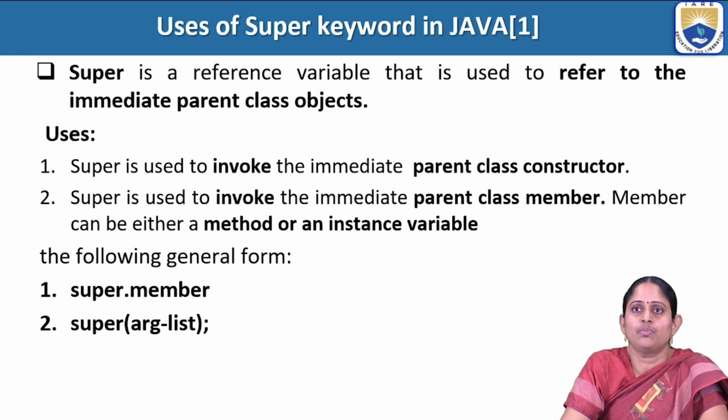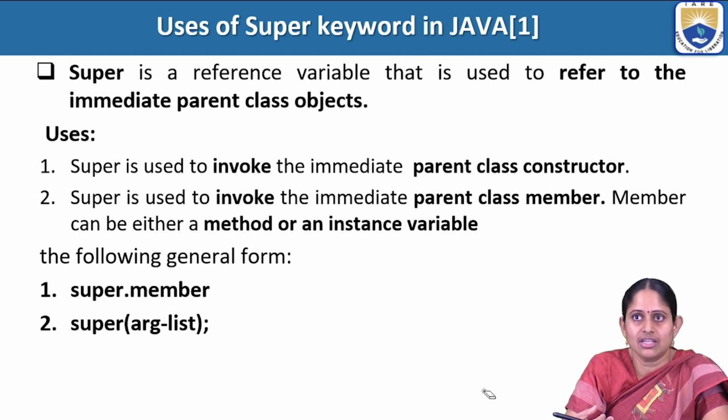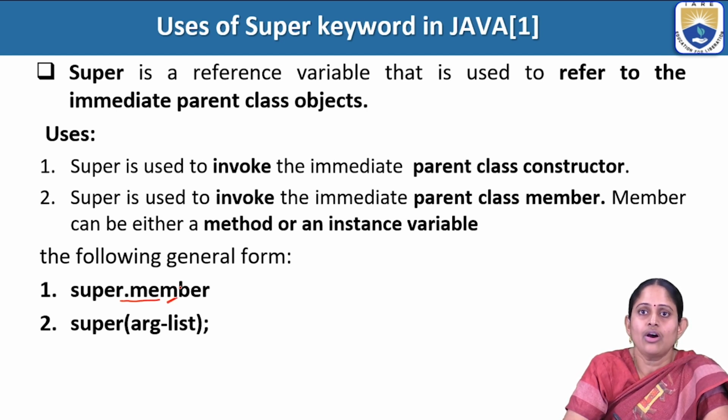Now, if you go into the super keyword, it is mainly used to refer to the immediate parent class object. It is a reference variable that will refer to the immediate parent class object. Using the super keyword, we can invoke the parent class constructor or the parent class member, which can be either a method or an instance variable. If it is a member, then we can access that member using the first form, super.member. This member can be either a method or an instance variable.